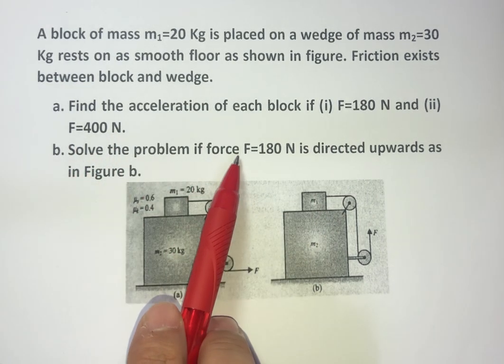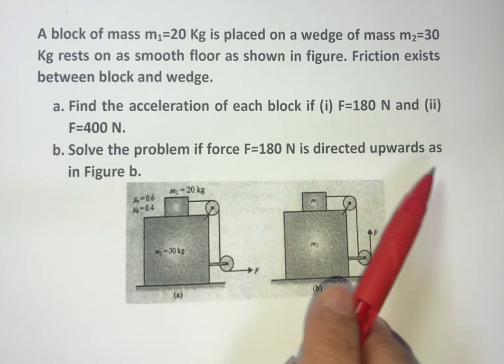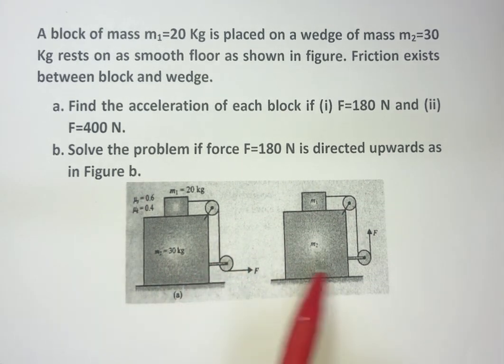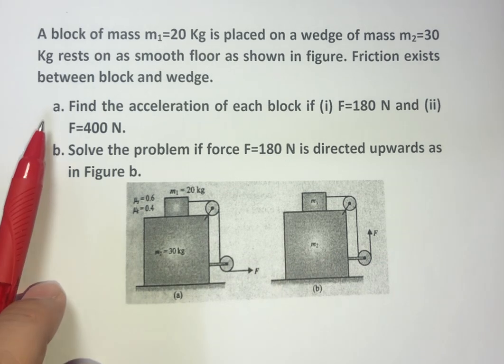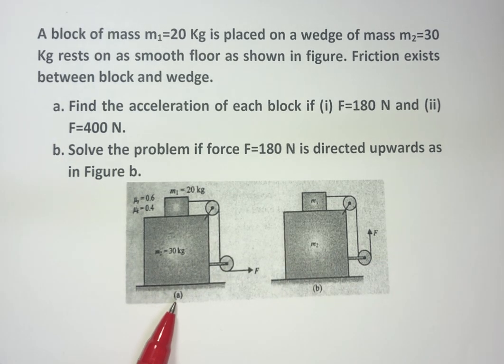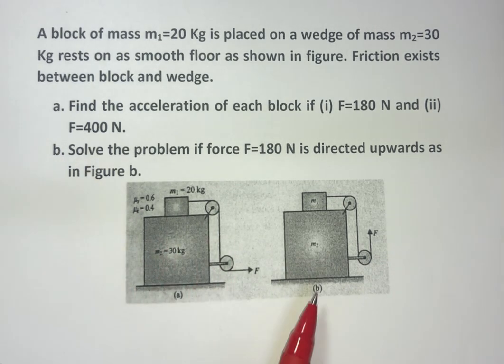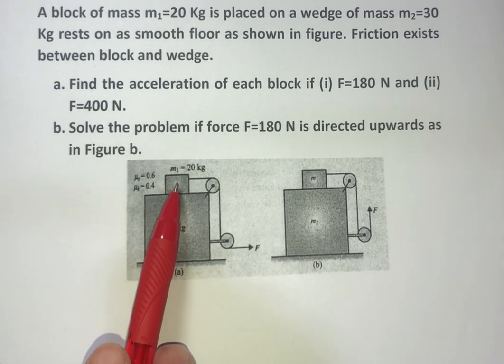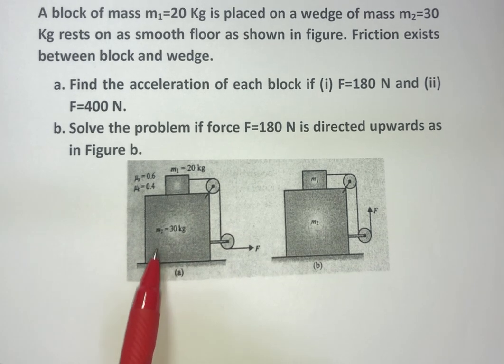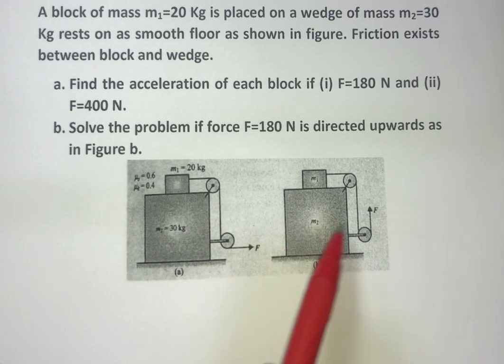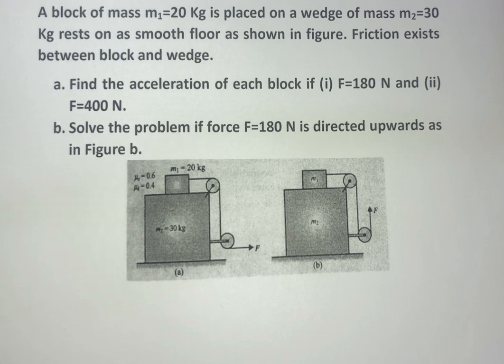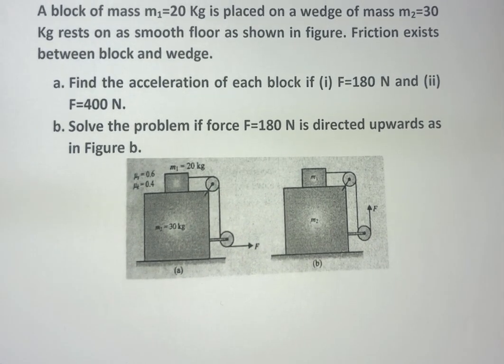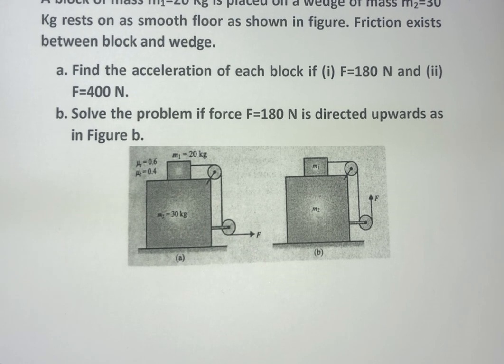Solve the problem if the force F of 180 Newton is directly upward as shown in figure B. So these are figure A and B. For the A part we have to consider figure A, and for the B part we are going to consider figure B. And there is friction between M1 and M2, and M2 is on the smooth surface. The same is true for this part also. So first of all, let us try to solve it for figure A.